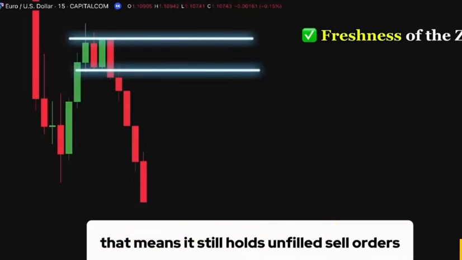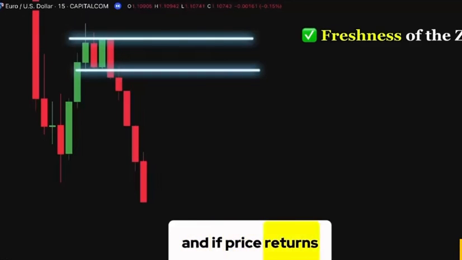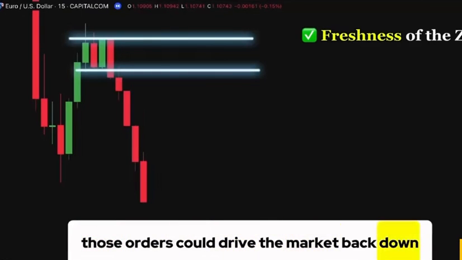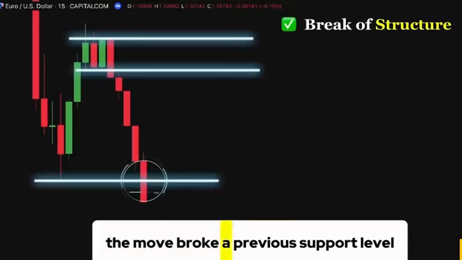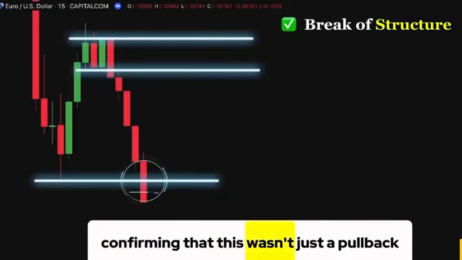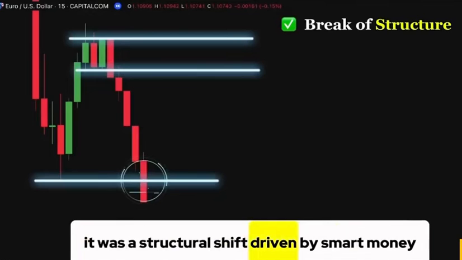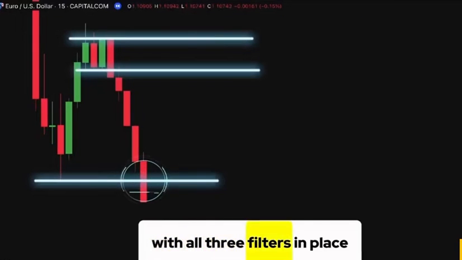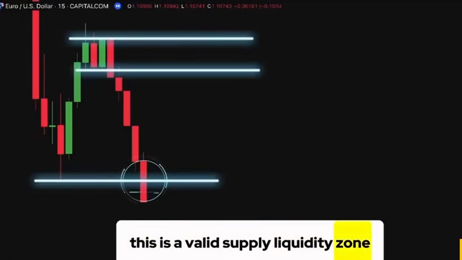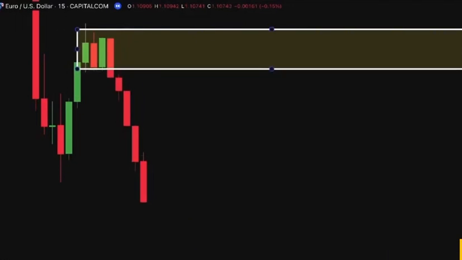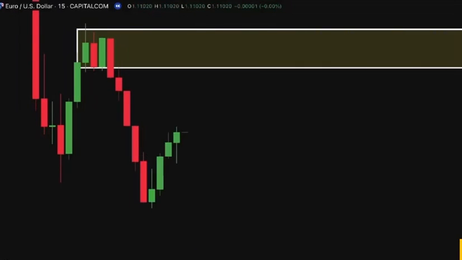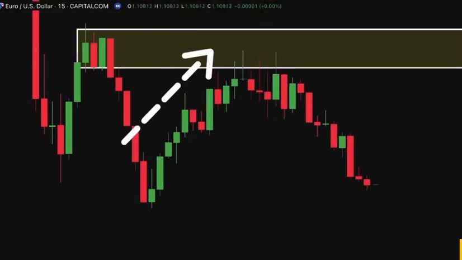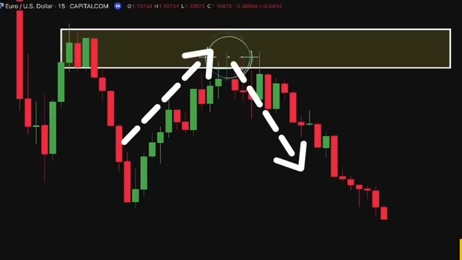That means it still holds unfilled sell orders, and if price returns, those orders could drive the market back down. Break of structure. The move broke a previous support level, confirming that this wasn't just a pullback, it was a structural shift driven by smart money. With all three filters in place, this is a valid supply liquidity zone. So we draw the zone and wait for the price to return. Watch what happens. Price moves back up, taps into the supply zone, gets rejected, and then drops sharply. That's exactly how smart money re-enters the market and how we position ourselves with them.